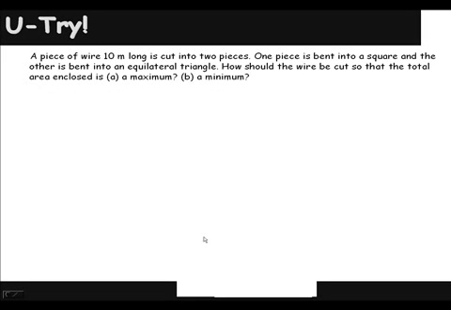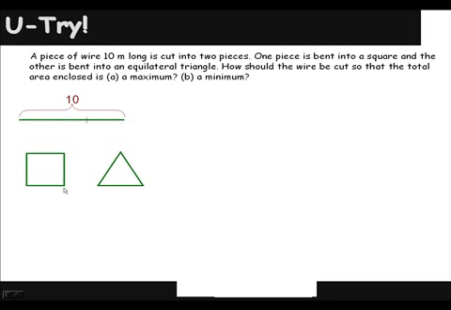Let's try to draw this. Here's my wire. It's 10 meters long. I'm going to cut it somewhere between one end and the other, I would guess. And then I'm going to take one end and bend it into a square, and take the other end and bend it into an equilateral triangle. I don't know how long these are going to be. I don't know where my cut's going to be.